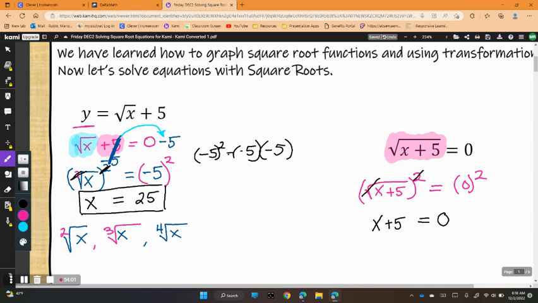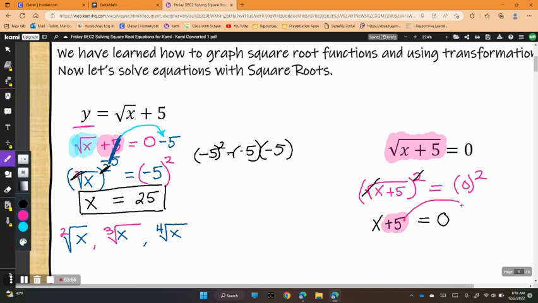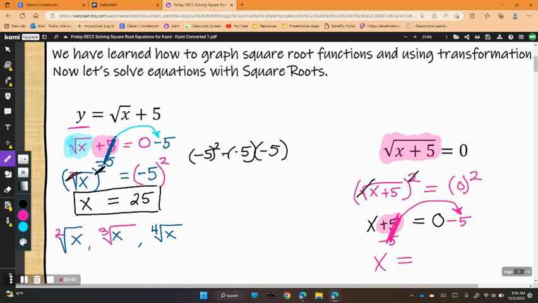Now I just need to solve for x by taking all of these guys to the other side of the equal sign, or the other side of the equation. The way I do that is I subtract 5 from both sides. These 5s cancel out, and I bring down my x, bring down my equal sign, and I bring down this, which 0 minus 5 is negative 5.